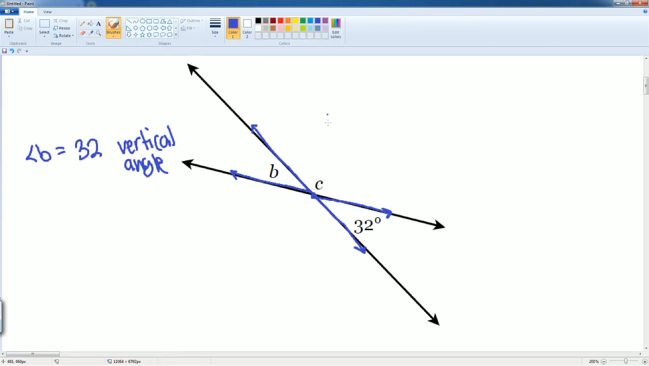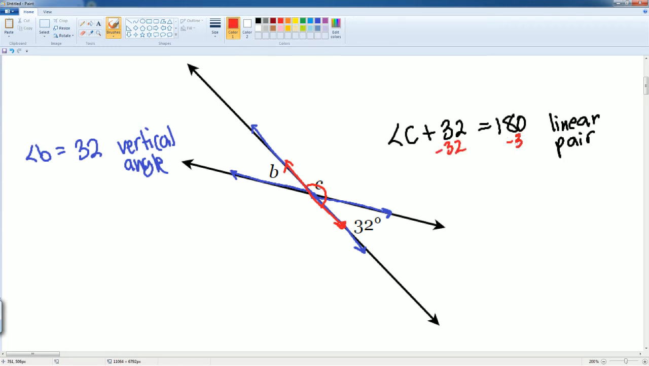Right, now let's take a look at angle C. In relationship with the 32 degrees here, we see that angle C and the 32 degrees make a linear pair. So angle C plus 32 is going to be equal to 180 because they are linear pairs. We're going to subtract 32 from both sides. This is going to get us angle C is equal to 148.